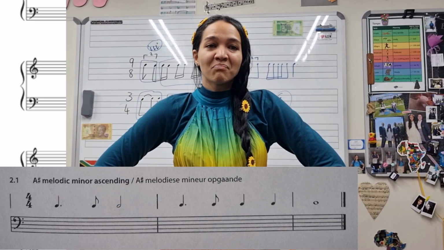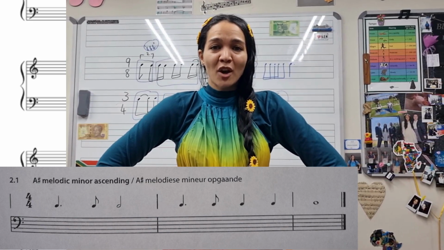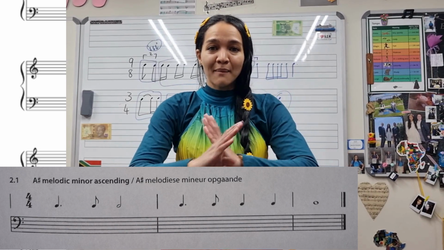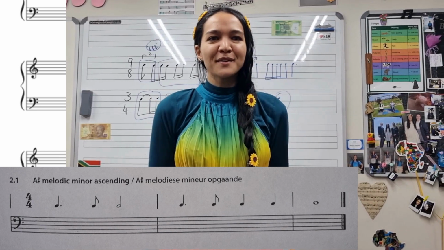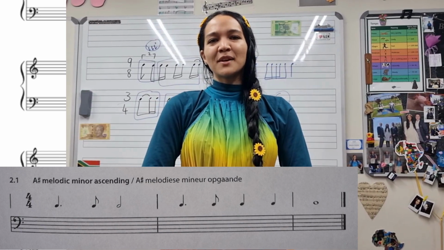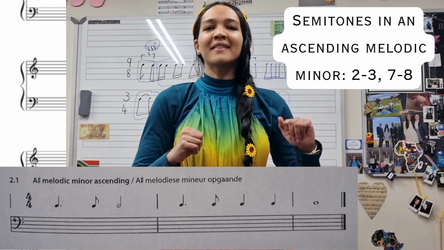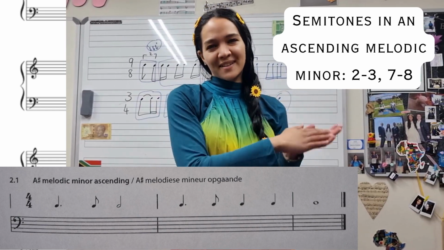And here we already have an F sharp and a G sharp, so those two notes are about to become F double sharp and G double sharp. So just put your X in front of those notes, and then we finally add in our semitones, and in a melodic minor ascending, they lie between 2 and 3 and 7 and 8.